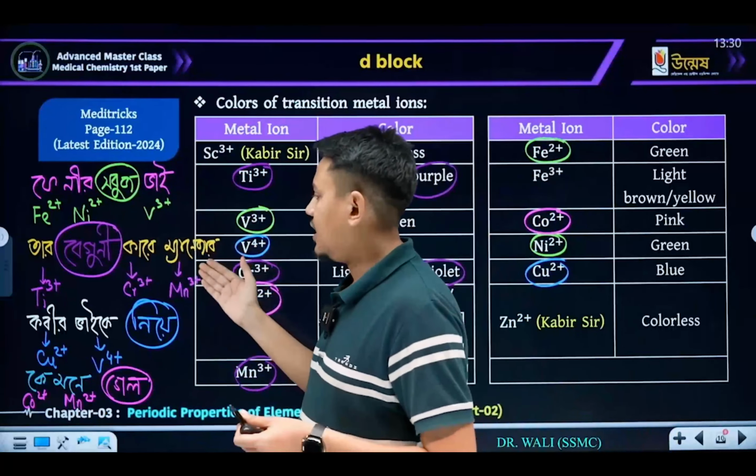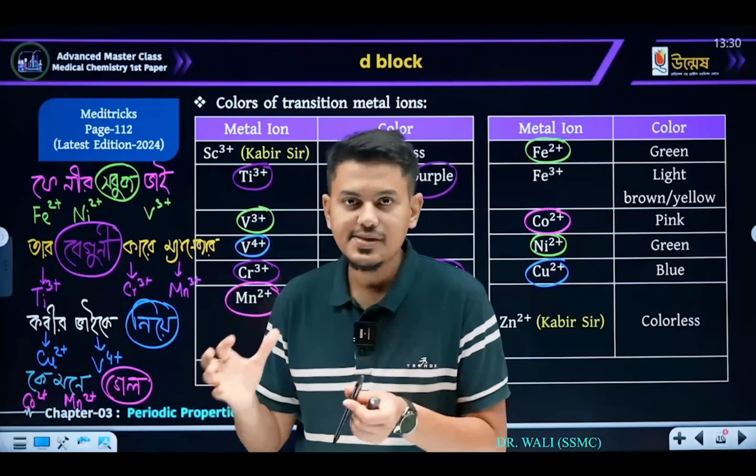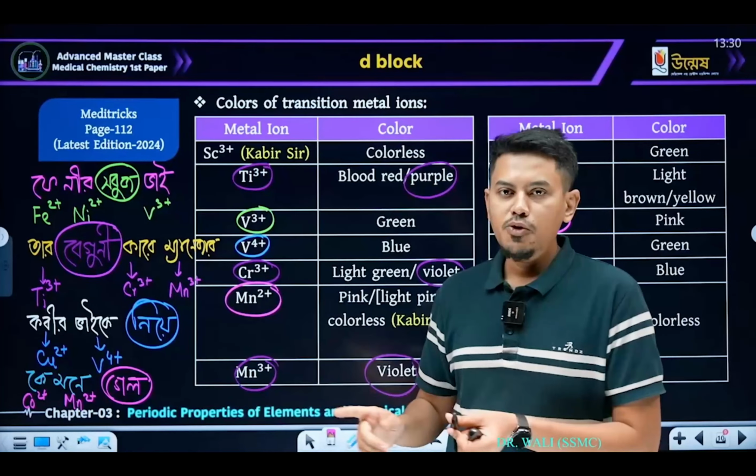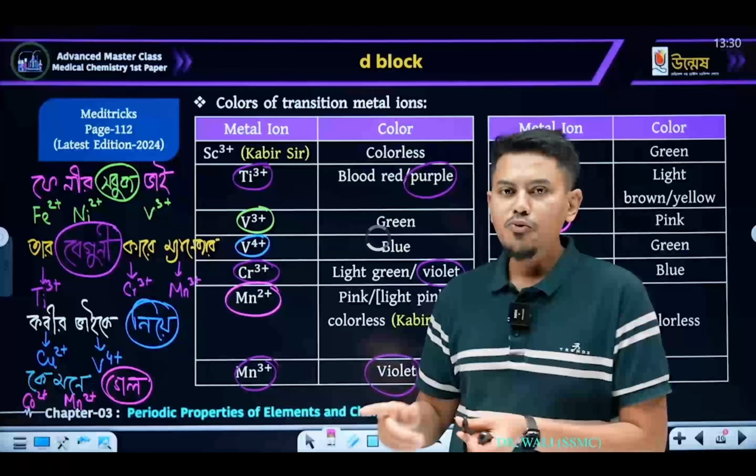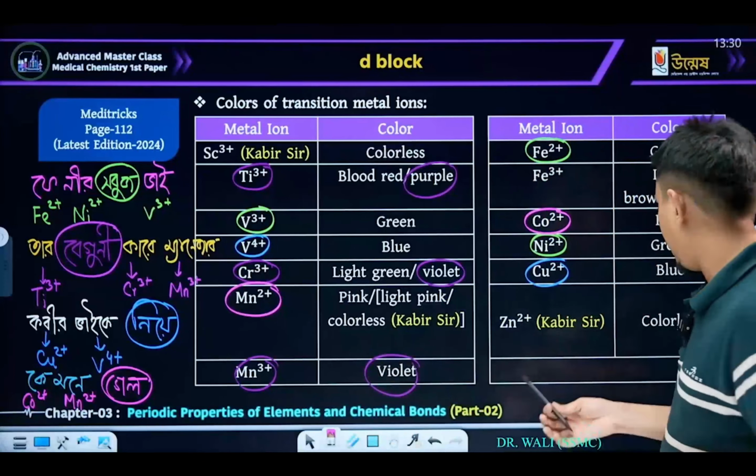ফেনীর সবুজ ভাই তার বেগুনি কারে ম্যানেজার কবির ভাইকে নিয়ে কেমনে গেল. With this mnemonic you can recall all the colors. You may be wondering where is ferric and where is zinc.